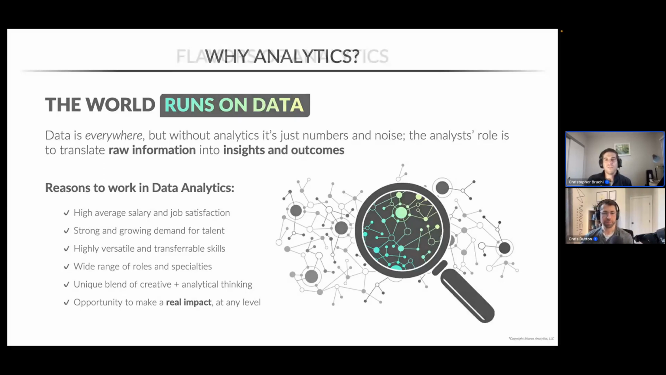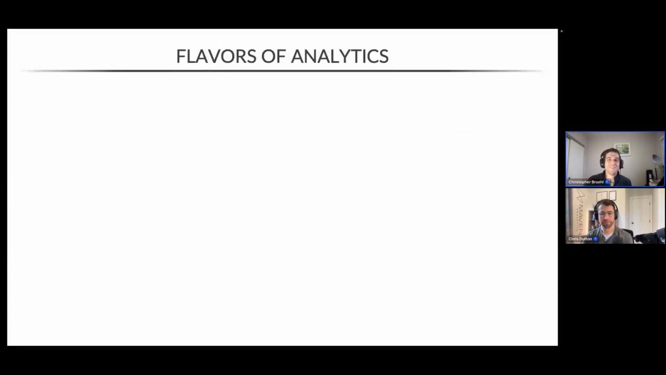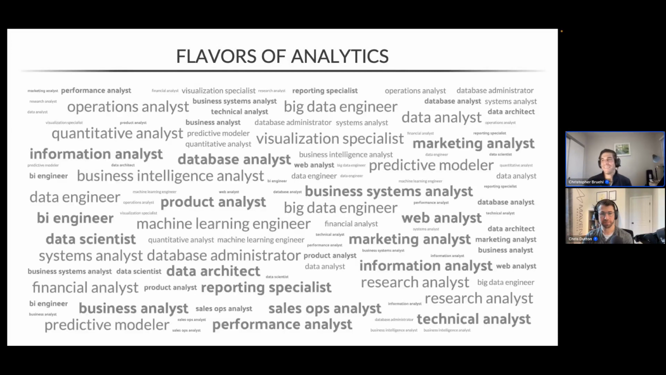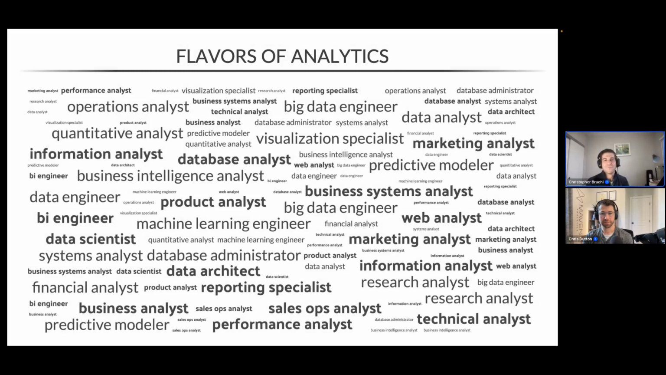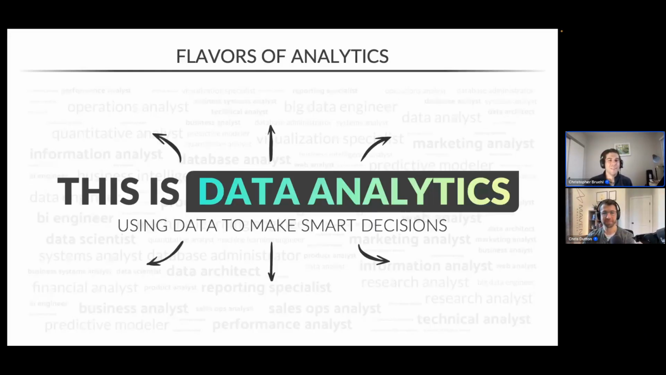And so if you are new to the field of analytics, or if you've just been on the job hunt recently, you might see something that looks like this. There are dozens, if not hundreds, of flavors of analytical job titles. So things like performance analyst, operations analyst, quantitative analyst, information analyst, business intelligence analyst. I could go on and on. But it's important to understand that at the core, all of these flavors of analytics really boil down to using data to make smart decisions. And a lot of these roles, if you look at the actual skills required, will look a lot more similar than the job titles that they're hiring for. And so this again speaks to the transferability and versatility of the skills you learn as an analyst.